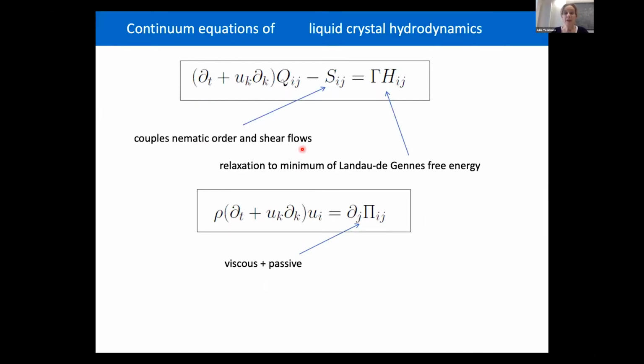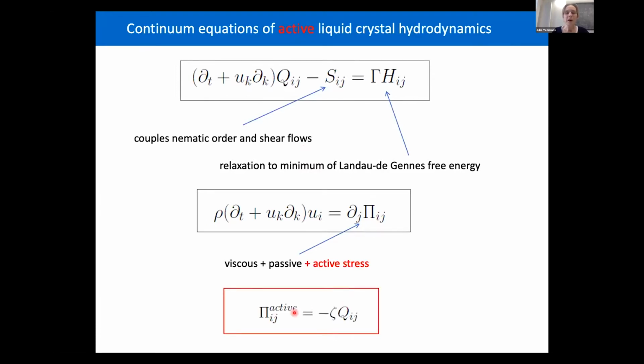There's the passive equations. If we want to make them active, we want our little swimmers to swim around, you have to add just one simple extra term, an extra term in the stress, which is just proportional to the order parameter Q and has some coefficient out the front, which measures the number of swimmers, the strength of the flow field, and is called the activity.